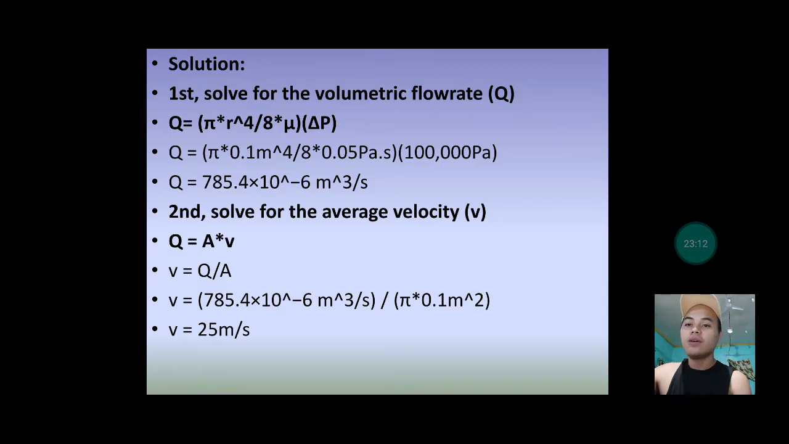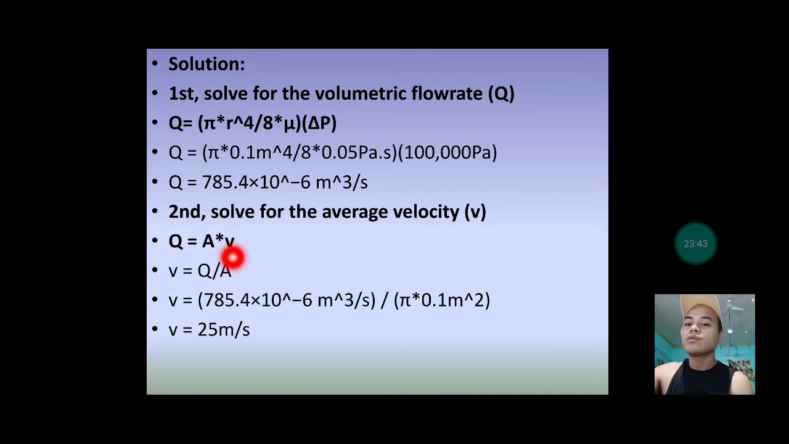So using the formula, we will put all the values into the formula, and then the answer for the flow rate will be 785.4 times 10 to the power of -6 cubic meter per second. And then to solve for the average velocity, which is the one we are looking for in the problem, we will use Q is equal to area times velocity.